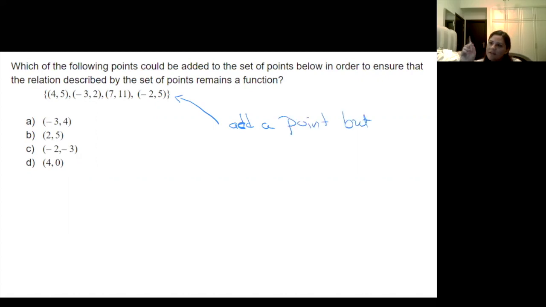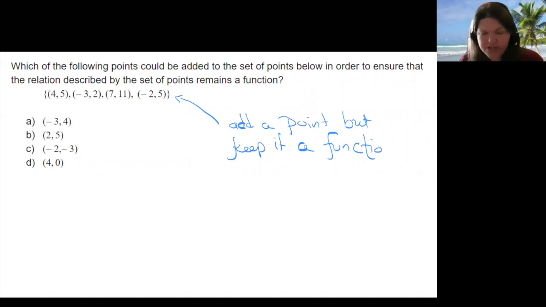I can see it's the point (2, 5). Cool. I agree with you, but just for the sake of the video, can we rule some out? Guys, is there anything here that I could not add to the set if I wanted to keep it a function? I was just looking at, for example, A.